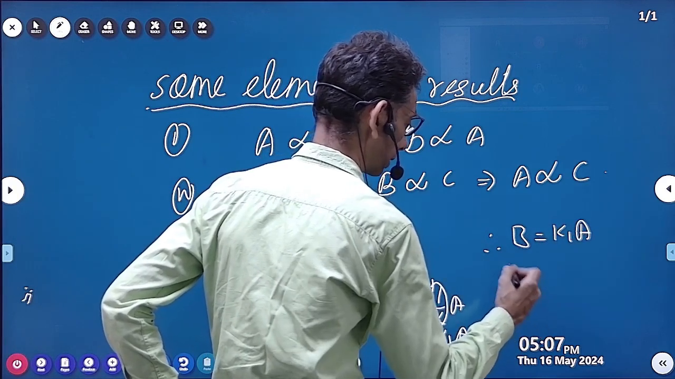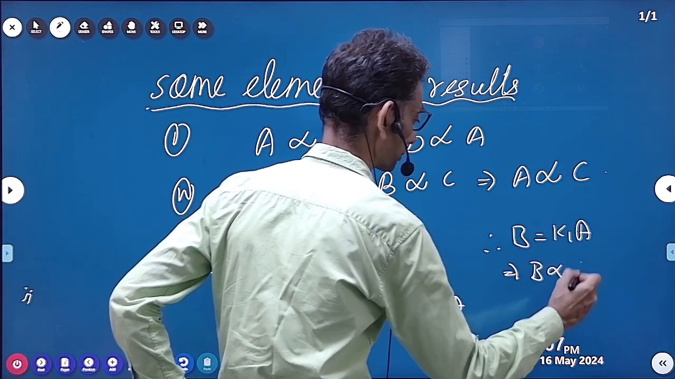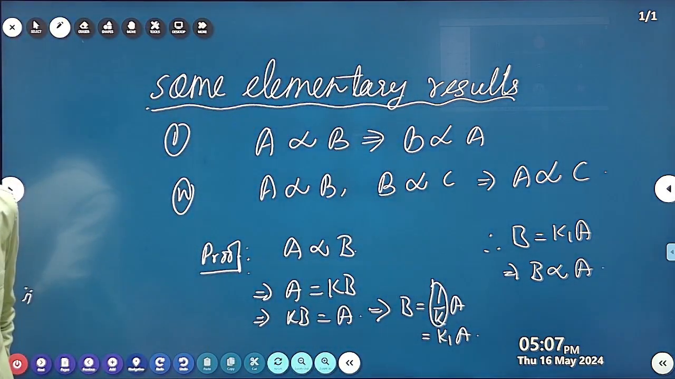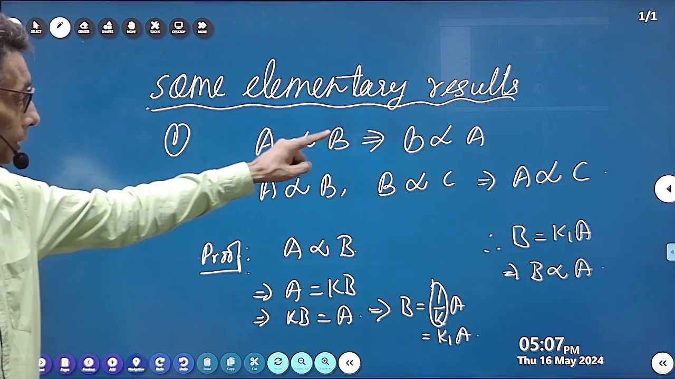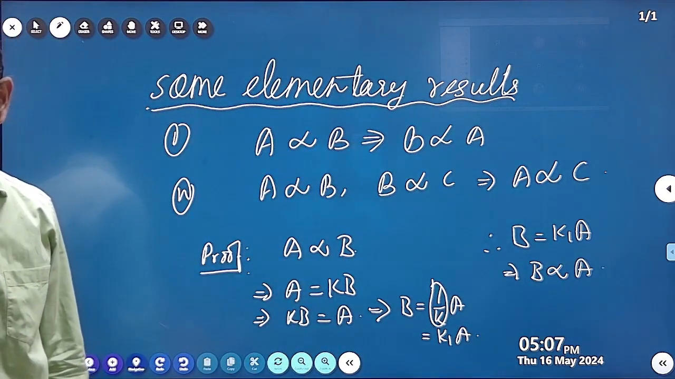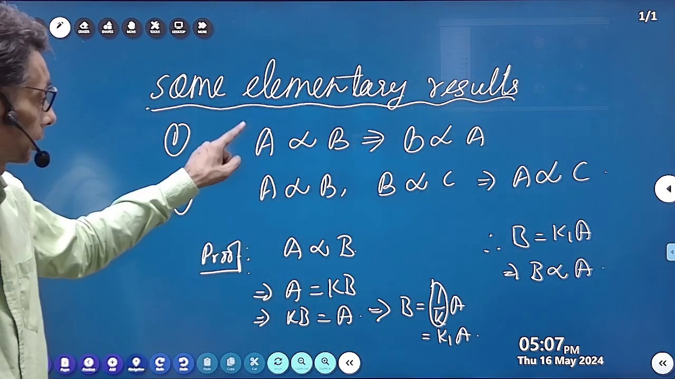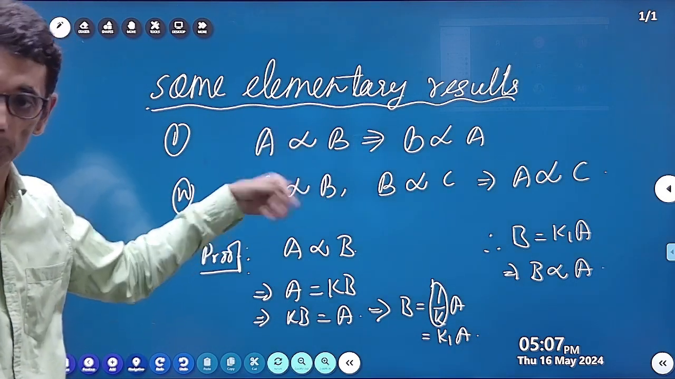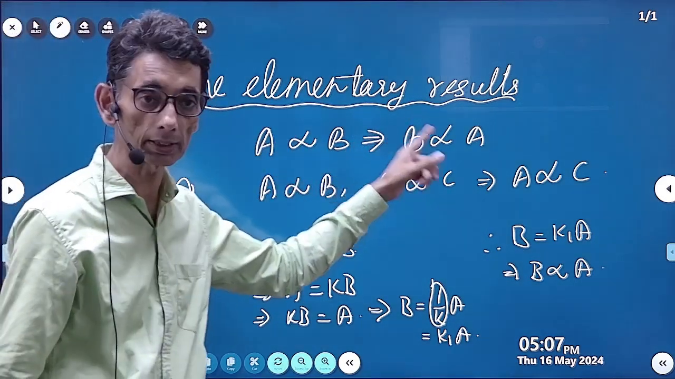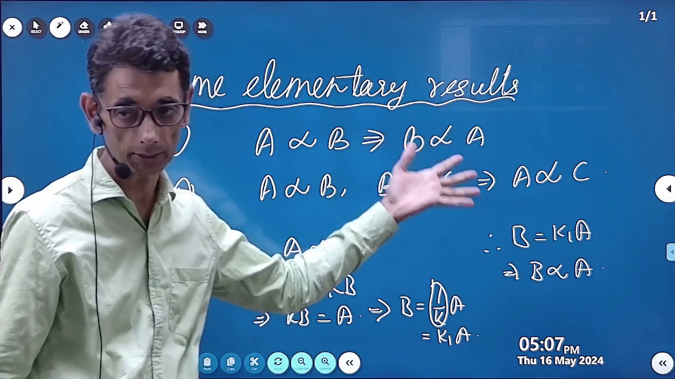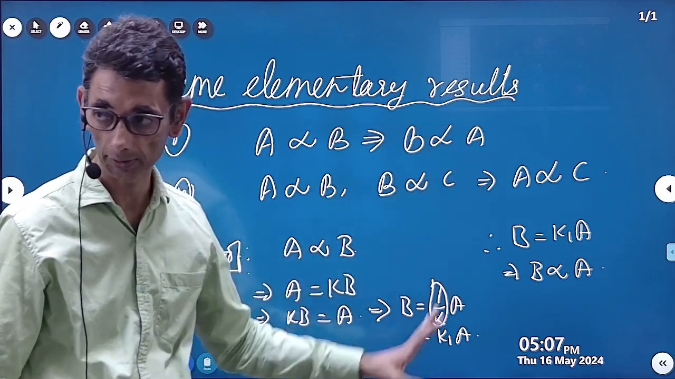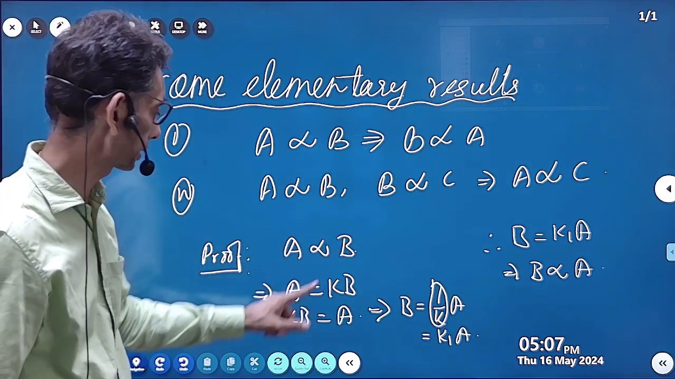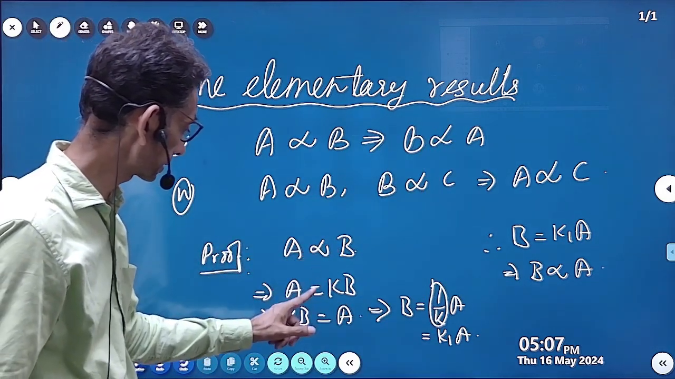So this implies what? B is proportional to A. So if A is proportional to B, it means B is proportional to A. Meaning if A is increased, B is increased; A is decreased, B is decreased. Similarly, if B is increased, A will also increase. If B decreases, A also decreases. Vice versa.